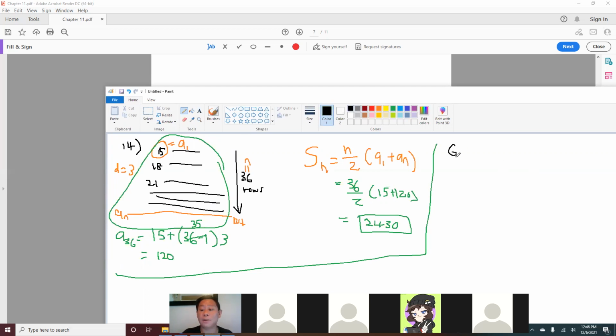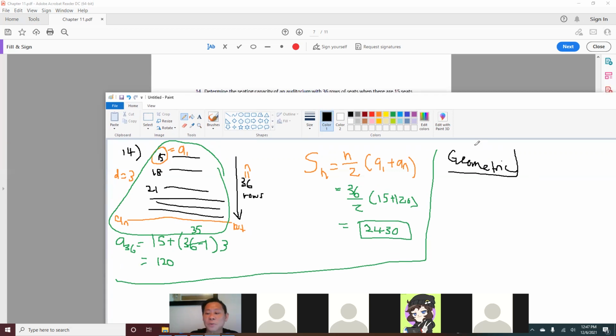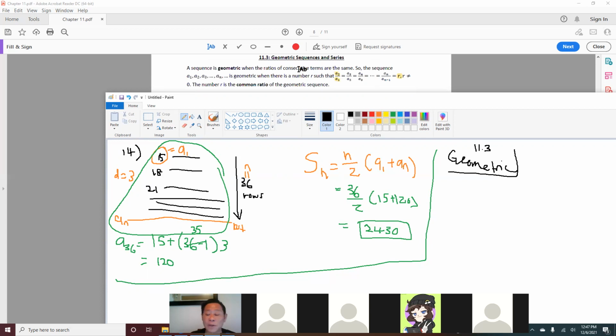So we talk about geometric. The reason why I need to bring this one out is because when you do your online homework, you'll notice that this section 11.2 is all going to be arithmetic. And then when you do 11.3, everything in section 11.3 is all geometric. However, in your test, sometimes I tell you what the sequence is, and either they're arithmetic or geometric. Sometimes I don't even tell you that, so you have to figure it out yourself.